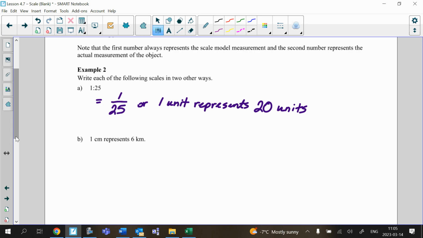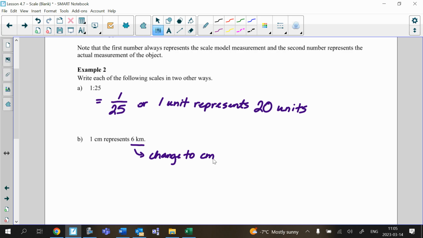But the only problem is the units aren't the same. So we can't go 1 over 6 and 1 to 6 because we want the units to be the same. So we either have to change the centimeters to kilometers, or the kilometers to centimeters. It makes sense to change this to centimeters. And how did we do that? Well, we did it on the last page.